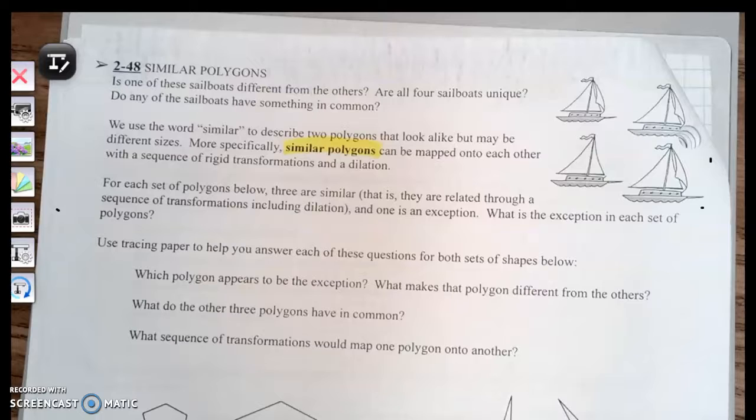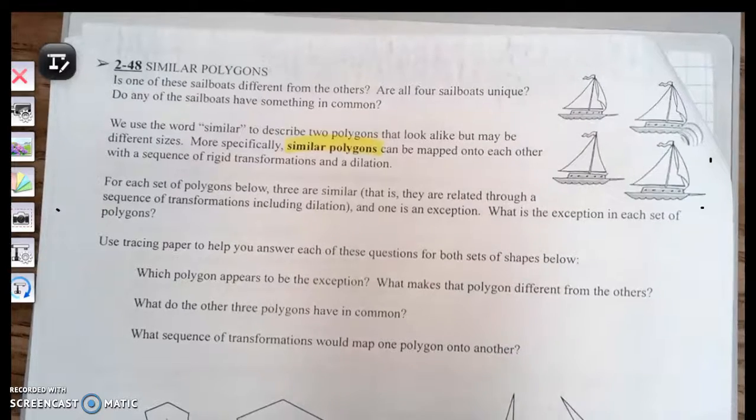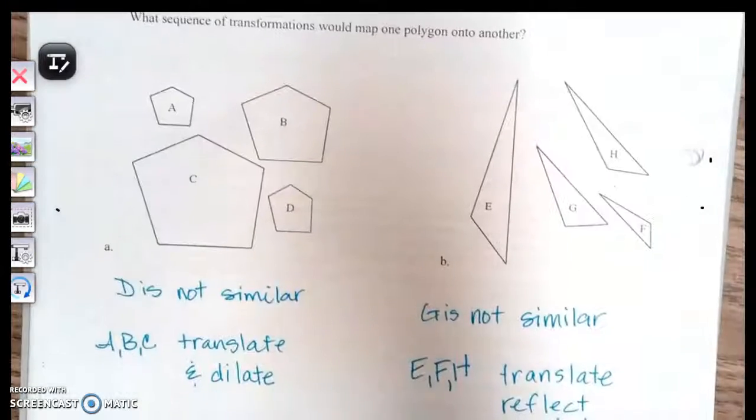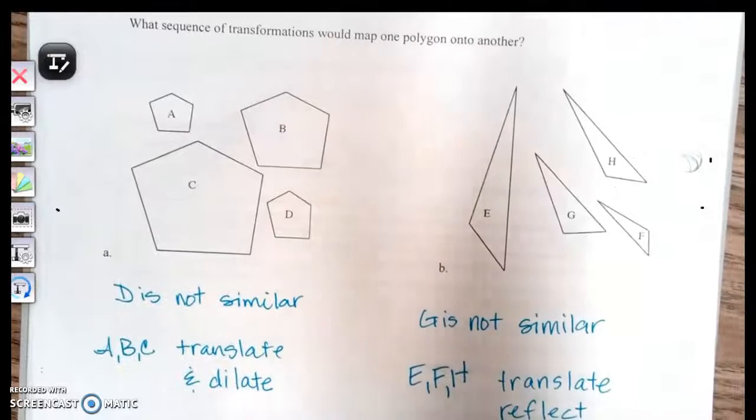Use tracing paper to help answer each of these questions for both sets of shapes below. Which polygons appear to be the exception? What makes that polygon different from the others? What do the other 3 polygons have in common? What sequence of transformations would map one polygon onto another? So for part A and B, down at the bottom, okay?